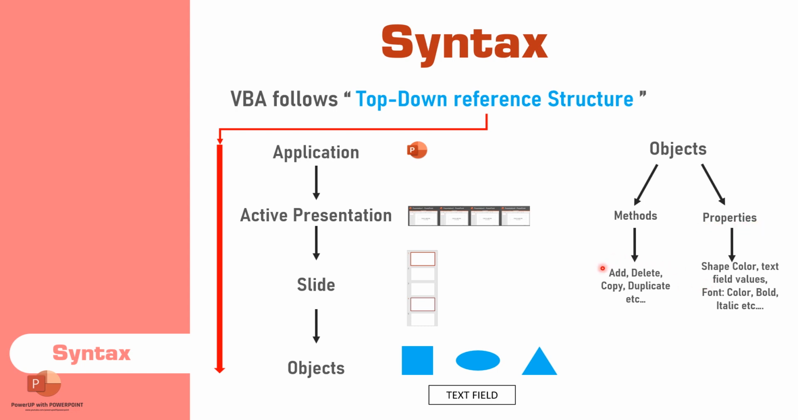In layman's words, anything that is newly created or added, we term as methods, and anything related to its color, size or text values, we term as properties. I hope it is clear on methods and properties of any shapes. These two put together, we call them actions that we perform on any object or shape. So that's all I wanted to cover in this video.